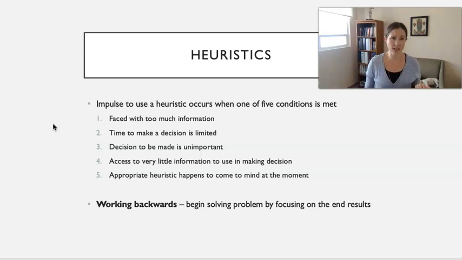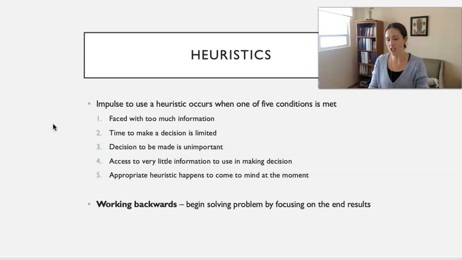When there's just too much information, you cannot sift through everything before you make your decision. If you don't have a lot of time to make your decision, like if it's just in the moment, you can't analyze all the facts. If it's not really important, if you don't think it's a big deal, you're not going to waste the time to look through all the options. If you don't have a lot of information to make the decision, like if you just have to think of a decision off the top of your head, and if the appropriate heuristic happens to come to mind in the moment before you think through everything else, that is when you are most likely to do it.